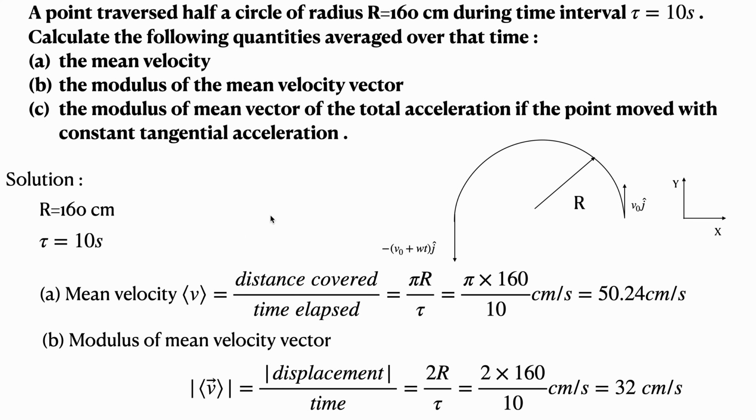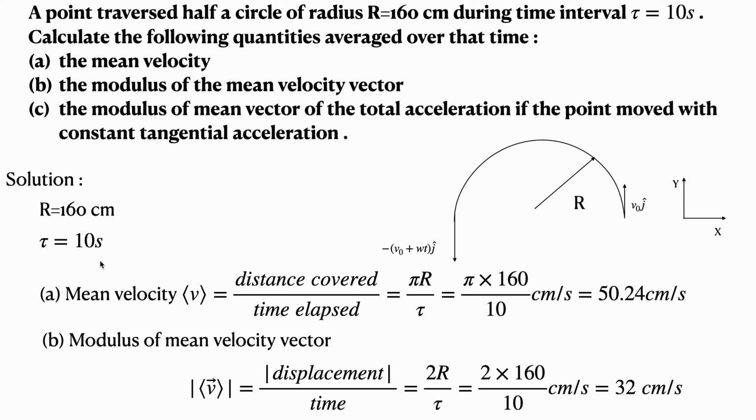Let's solve a question based on circular motion. A point traversed half a circle of radius r equals 160 cm during a time interval tau equals 10 seconds. Calculate the following quantities averaged over that time. A. The mean velocity. B. The modulus of the mean velocity vector. C. The modulus of the mean vector of the total acceleration if the point moved with constant tangential acceleration. The given parameters are the radius equals 160 cm and total time duration tau equals 10 seconds.